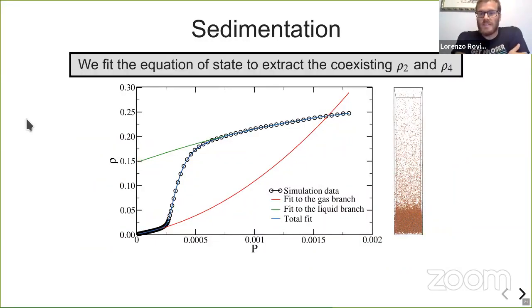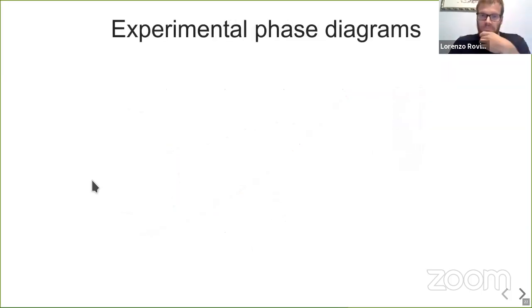So sedimentation is an interesting numerical technique, because with a single simulation you can extract the whole equation of state. What we do here is you see that you have a crossover when you go from a low density gas to a high density liquid. And this crossover is the phase separation. Of course, it's a finite system, so it's a smooth crossover. But if you fit this with some heuristic form, then you can extract the coexisting densities. And from those, you can map the phase diagram.